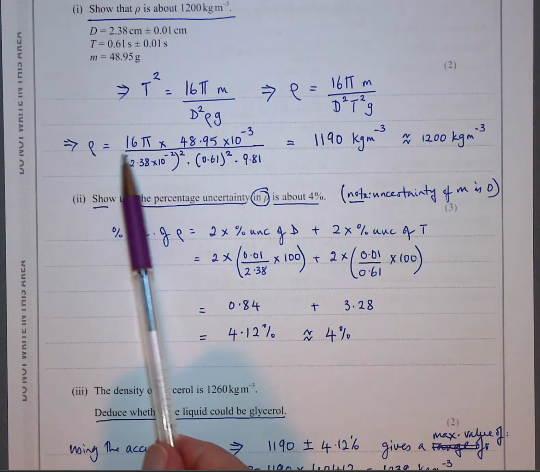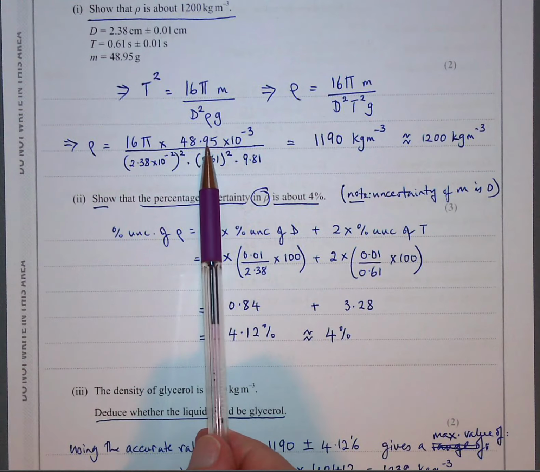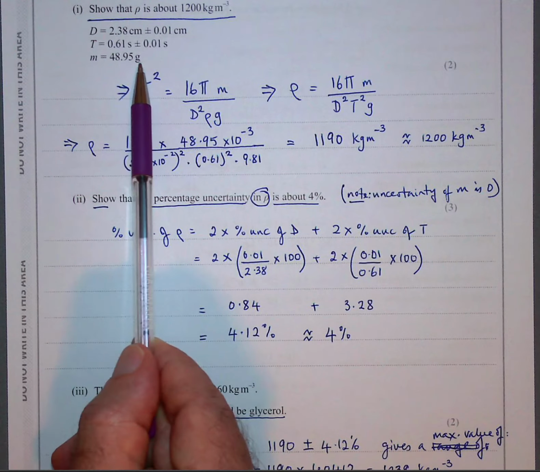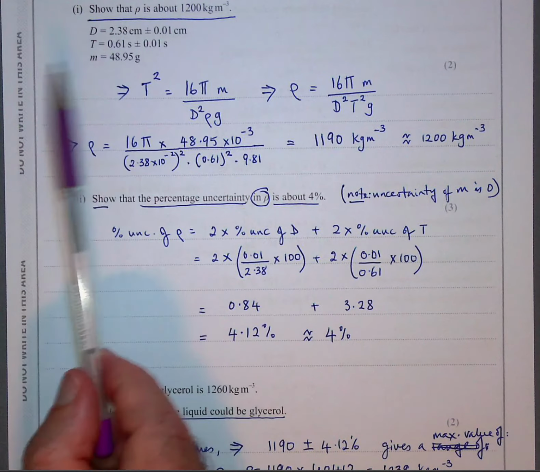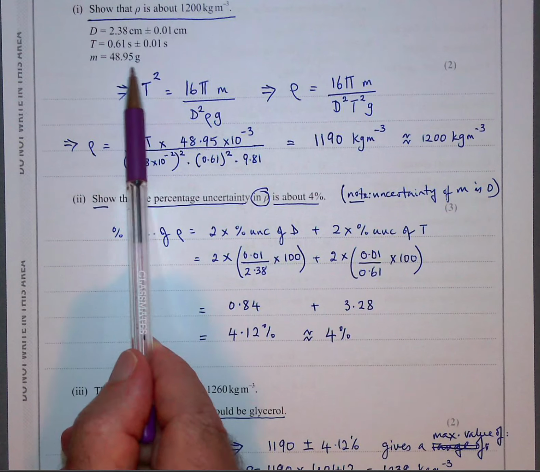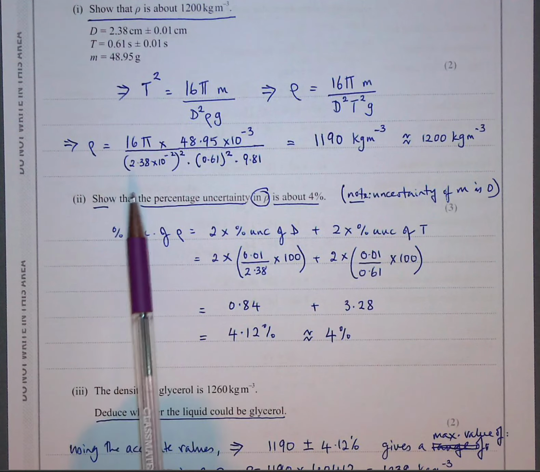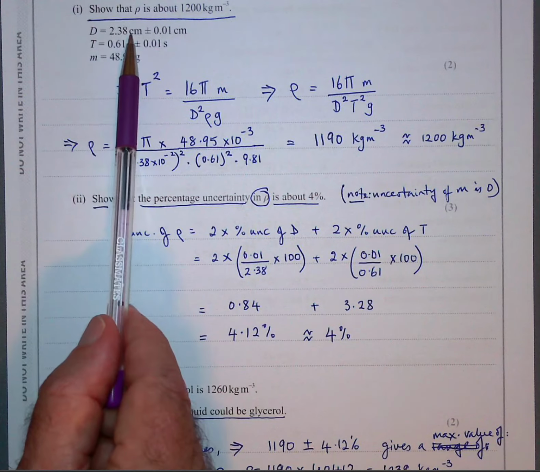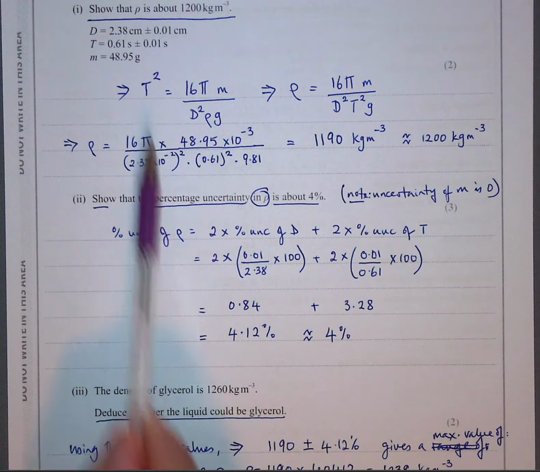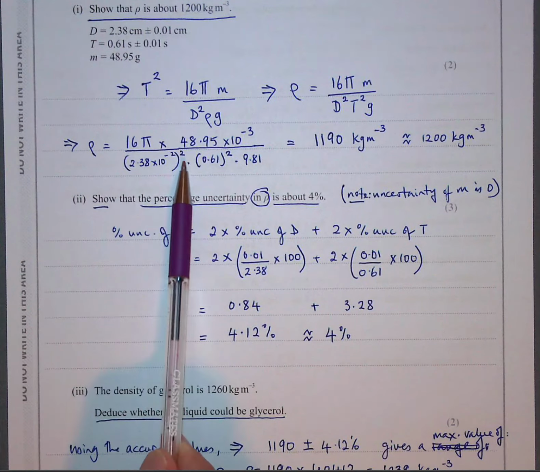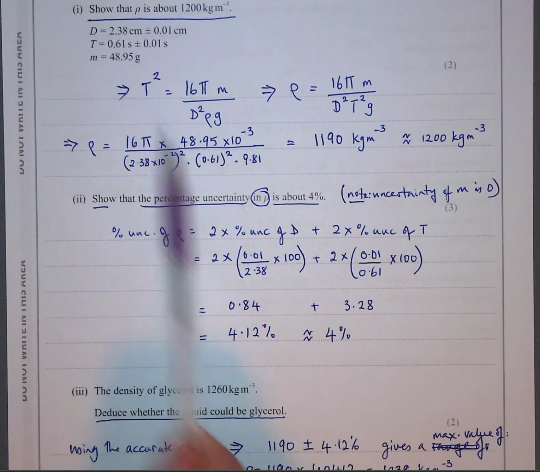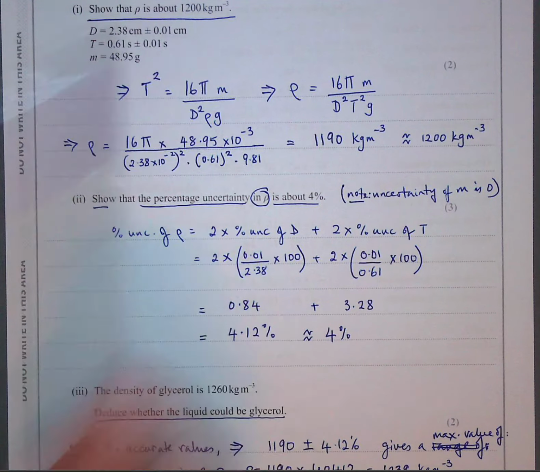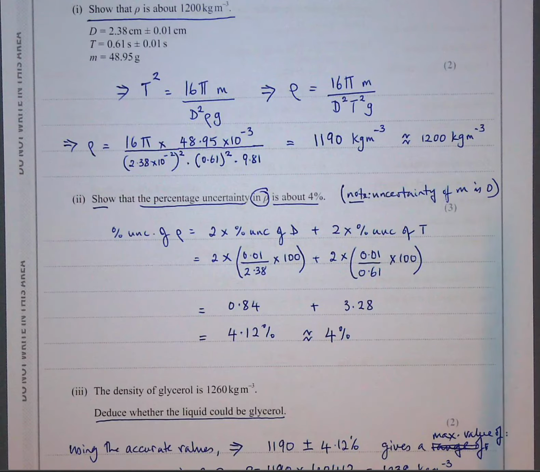So in this case, when you put all the numbers in, 48.95 times 10 to the minus 3, because that's in grams, so don't get fooled by that. I've still got students in year 13 who forget to change it to the correct units for calculations, which is the SI unit. And then divided by D squared, 2.38 times 10 to the minus 2, to go from centimeters to meters. Square it, seconds, don't need anything, just need squaring. 9.8, you come to 1190, which is close to the 1200 that they're asking for.